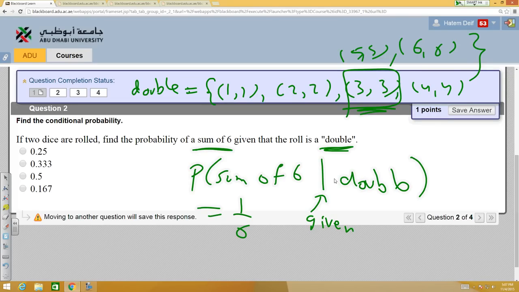All right? Any other questions? Okay, so that's the case of the second. So it will be 1/6, which means 0.167.